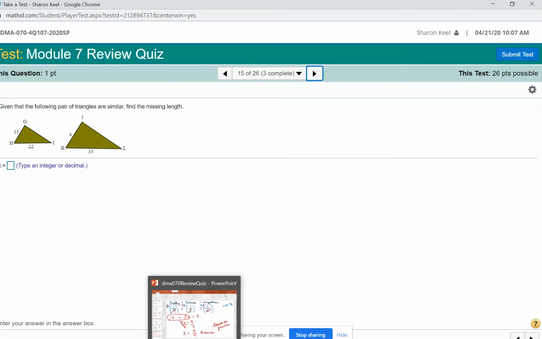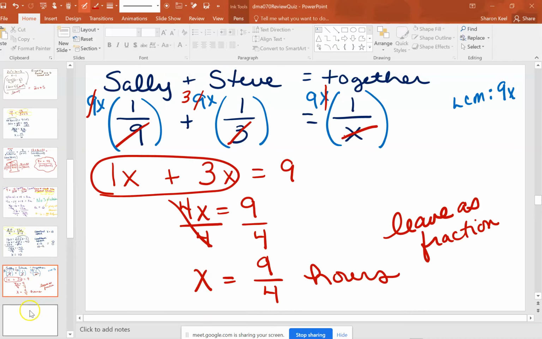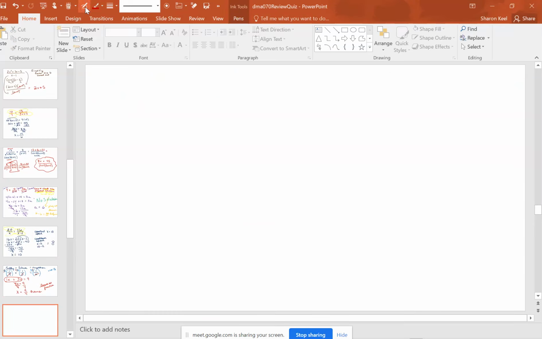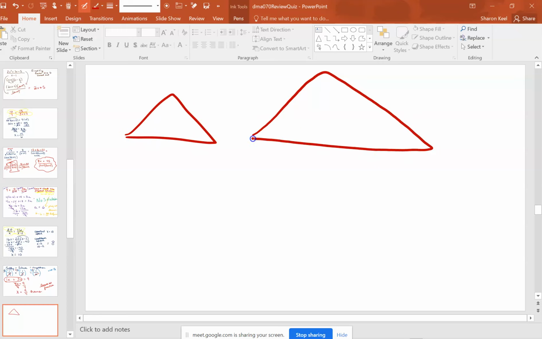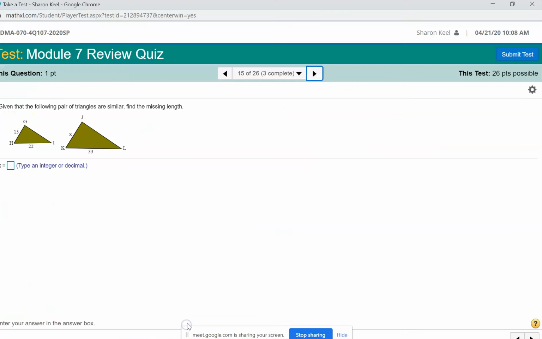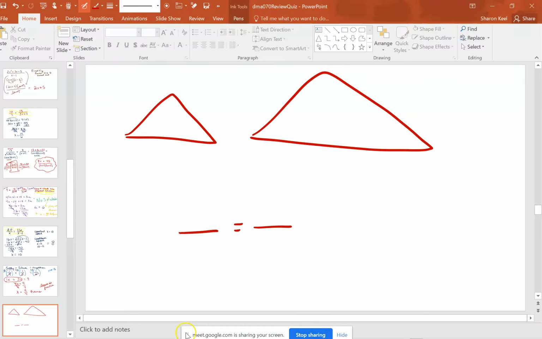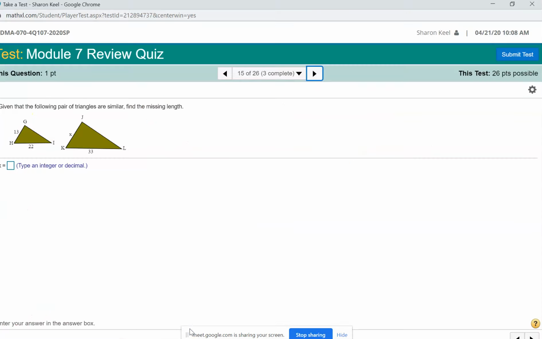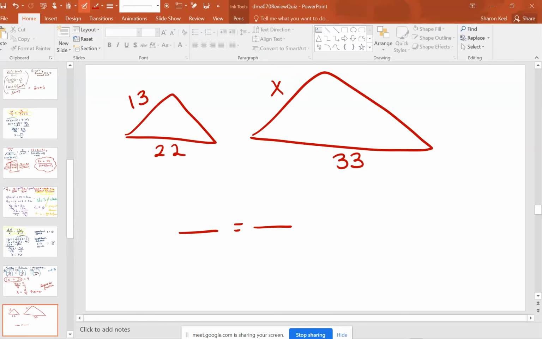Okay, now this is going to be another proportion. So what I'm going to do is draw my two triangles, and then we're going to come back and label those. So what we have is two similar triangles, and both of these are going to get labeled, and we're going to set this up as a proportion problem. So we have 13, 22, x, and 33. We're trying to find the length of x.